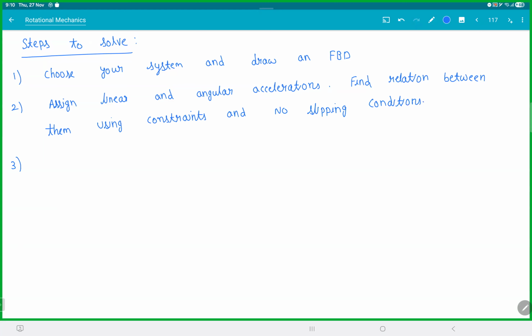Step 3, apply F is equal to ma along two perpendicular directions. So resolve the forces along x and y axis and apply F is equal to ma. This is again completely laws of motion. Fourth, apply torque is equal to I alpha.